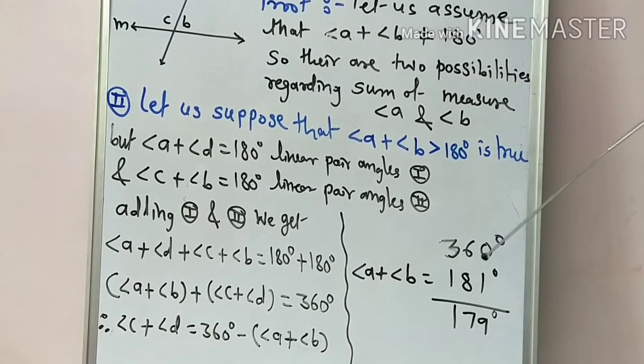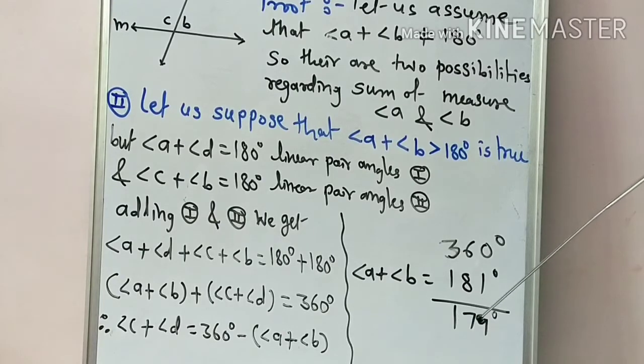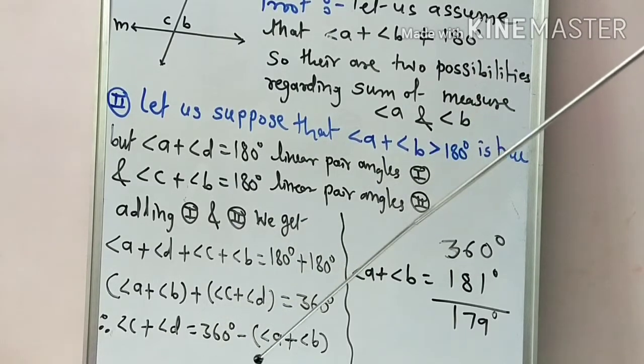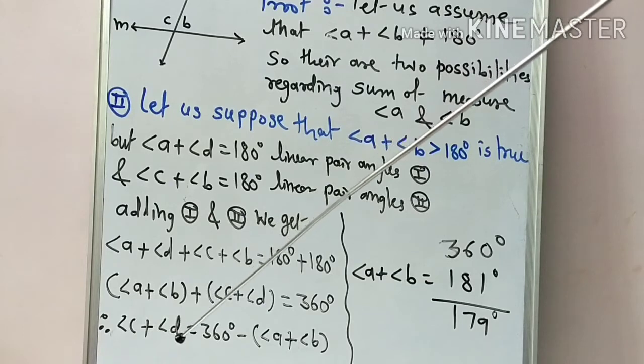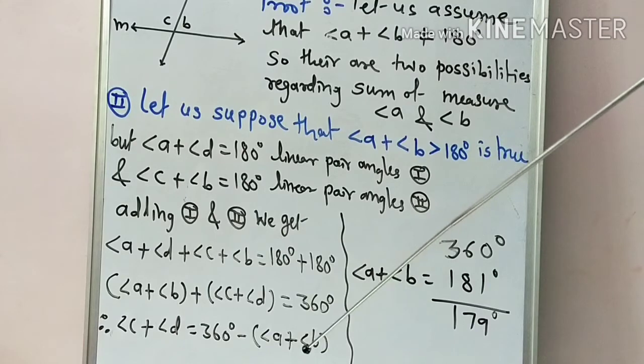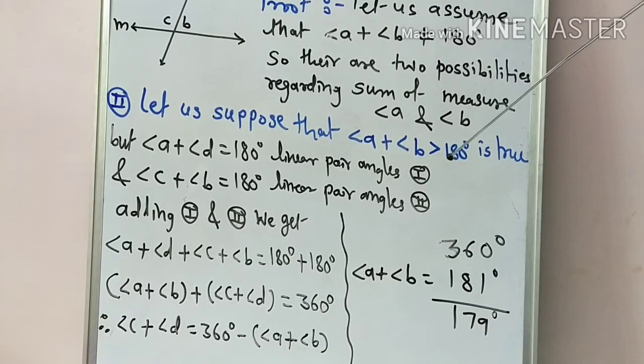For example, suppose angle A plus angle B is greater than 180, suppose it is 181 degrees. As we subtract it from 360 degrees, we get that subtraction as 179 degrees, which is less than 180 degrees. होतो याचा meaning? Angle C plus angle D is equal to 360 minus this sum, but this sum we consider greater than 180 degrees, म्हणजेच येणारं सबट्रॅक्शन काय असेल? Less than 180 degrees.